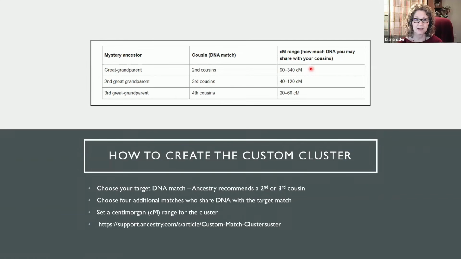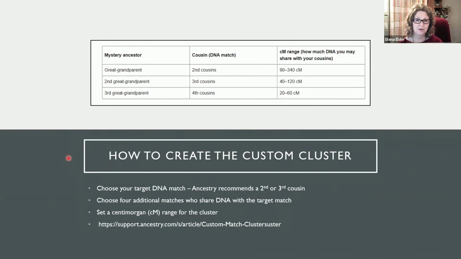If you're going next to second great grandparents, you would be looking for third cousins, and your range would be 40 to 120 centimorgans. And if you're looking for a third great grandparent, you're looking at fourth cousins and 20 to 60 centimorgans. So is this going to work beyond third great grandparents, going out to the fourth and the fifth great grandparents? Well, yes, but I believe on that level, then we are going to have to do a lot more work, which is what we do learn how to do.